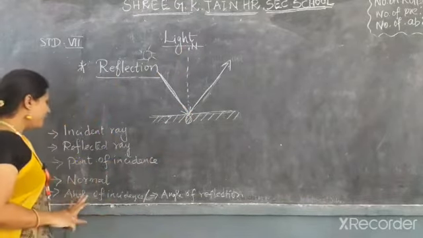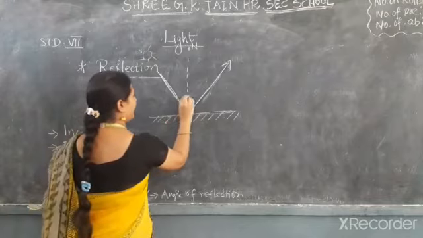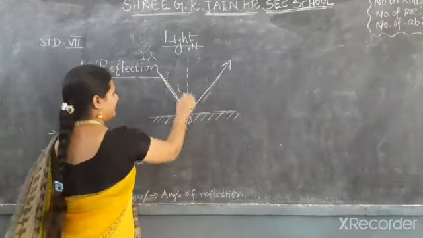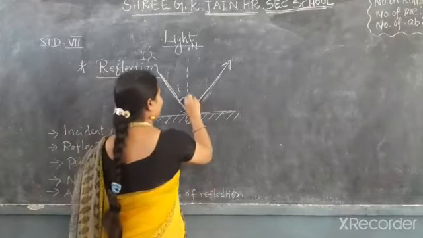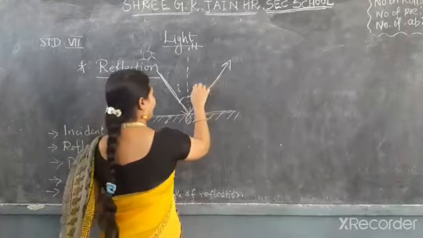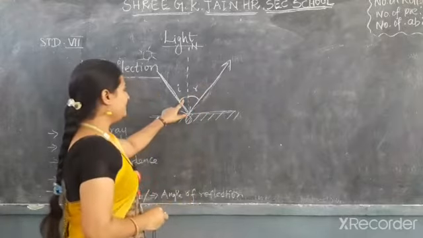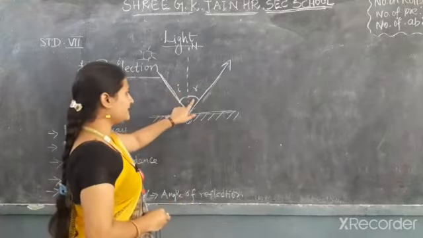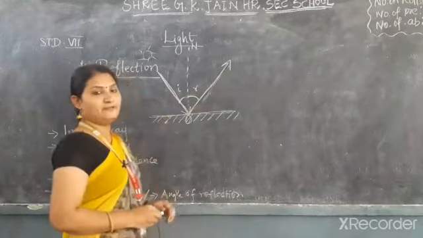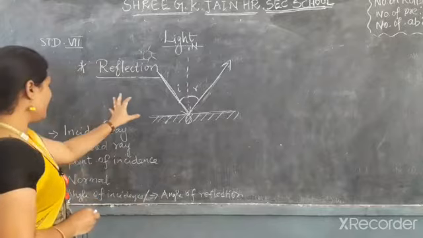And the angle of incidence. What is the angle of incidence? The angle between the incident ray and the normal is called the angle of incidence, which we can denote as I. And the angle between the reflected ray and the normal is the angle of reflection, which we can denote as R.